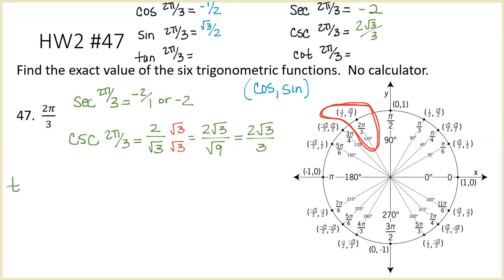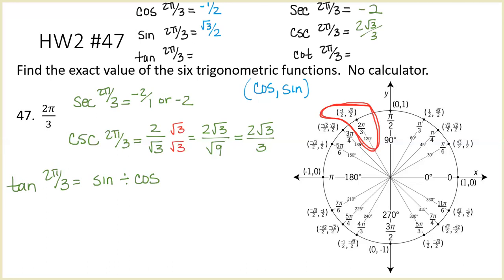Now the tangent of 2 pi over 3 equals the sine divided by the cosine. So it's one of our quotient identities. Tangent and cotangent take the most amount of work, so I always do those two last.